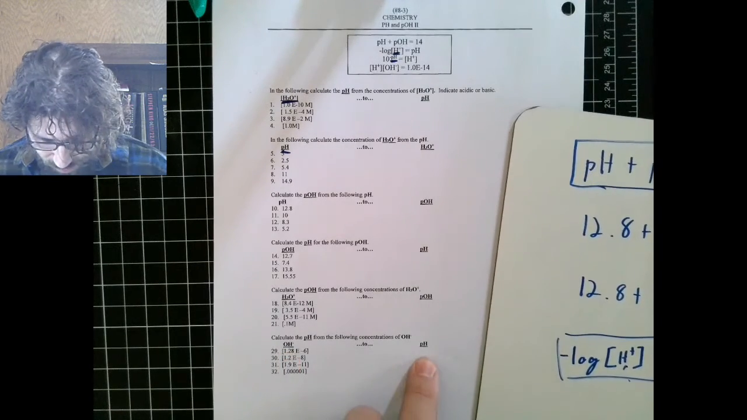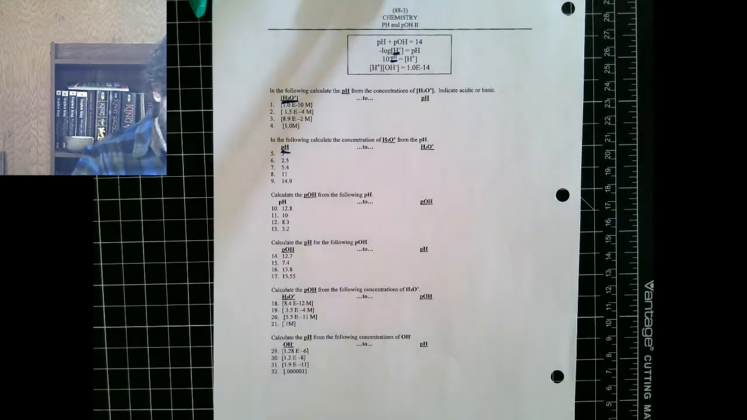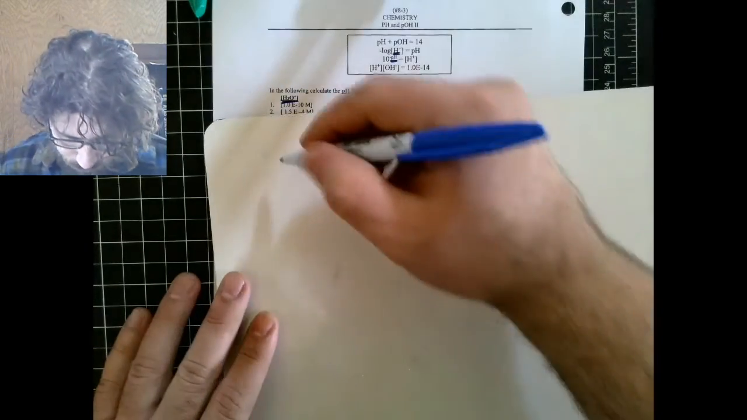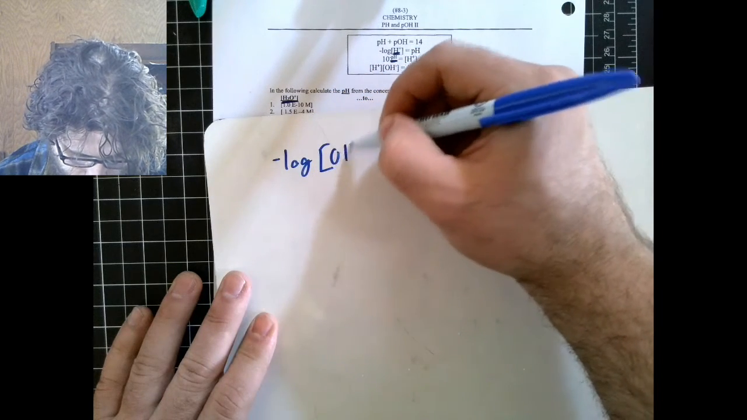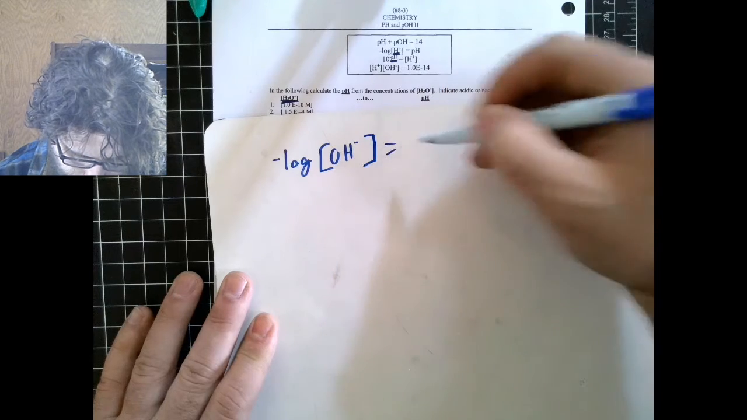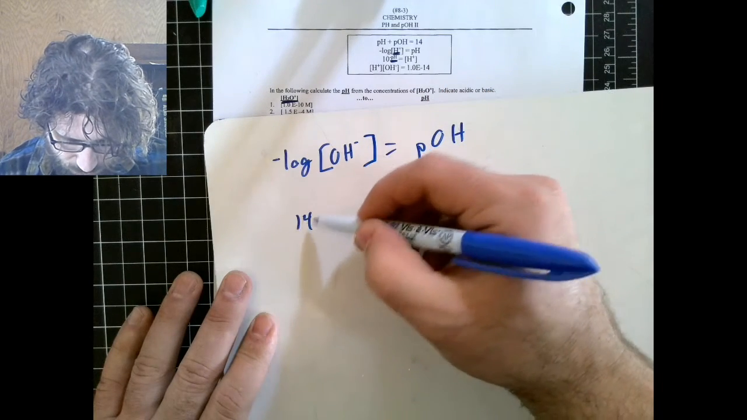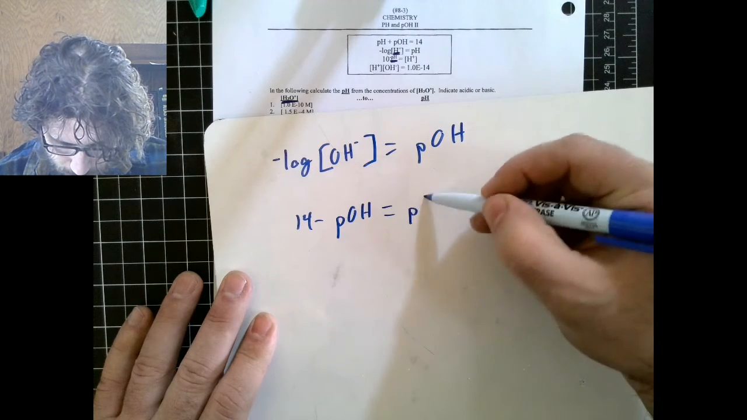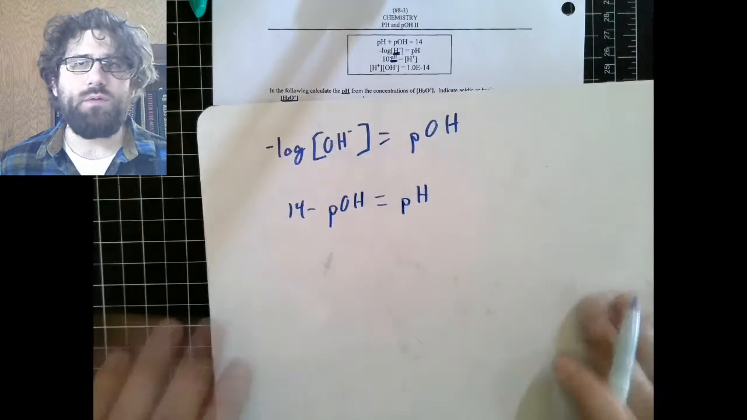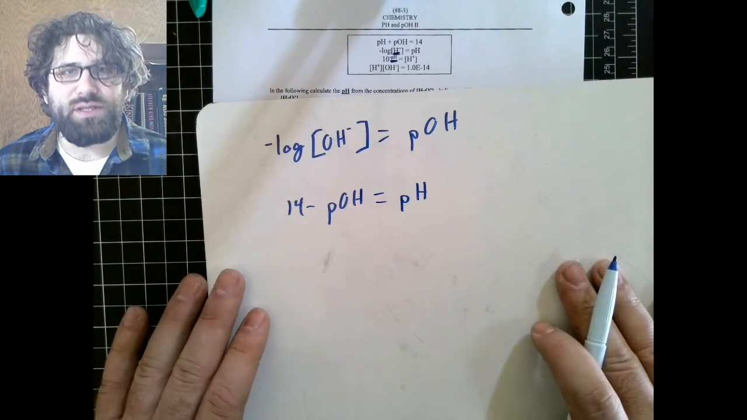Now going from the concentration of hydroxide ions to pH, we're actually going to do the same thing. So in that case, we go negative log of OH minus gives us our pOH, and then I can just take 14 minus pOH will give me pH. There we go.